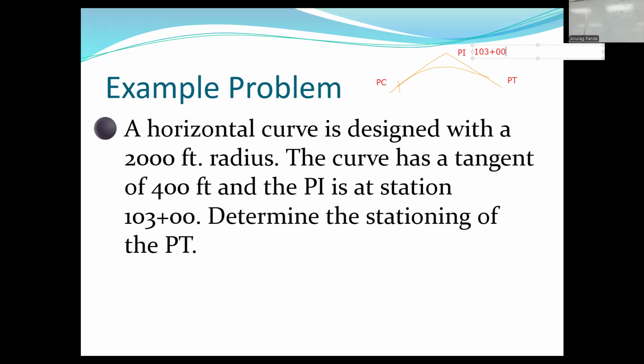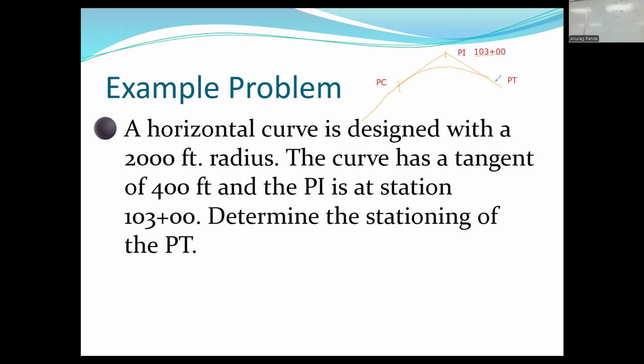Now this stationing is a little bit tricky when you're solving horizontal curve problems, because the stationing is measured along alignments. So the alignment that exists is the initial alignment that would have gone on like this. If I extend this line backwards, this is my initial tangent. If that continued, this is where the alignment would have ended up, with PI being 103 plus 00.